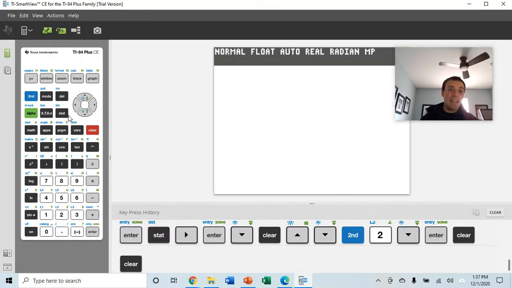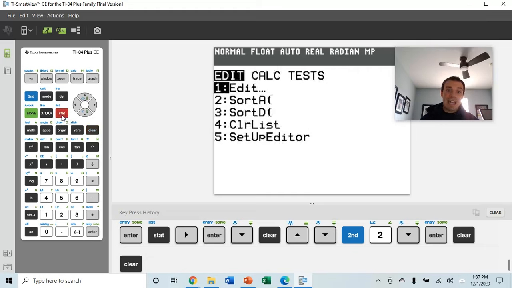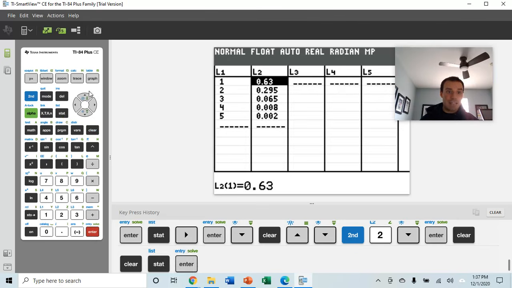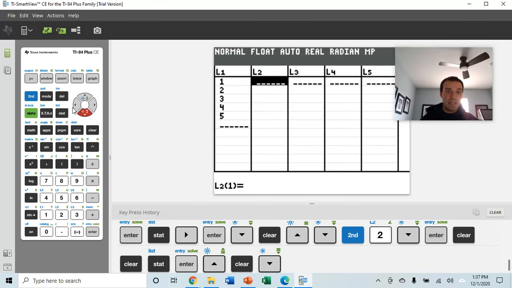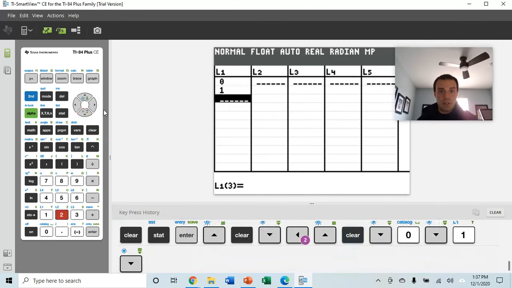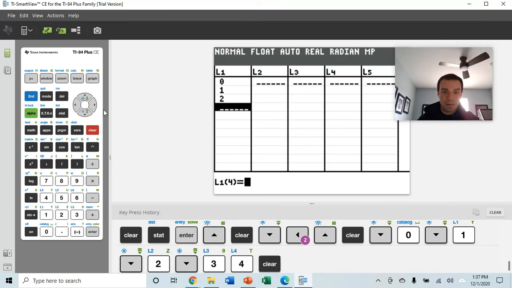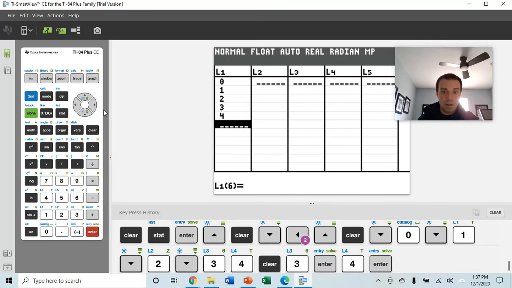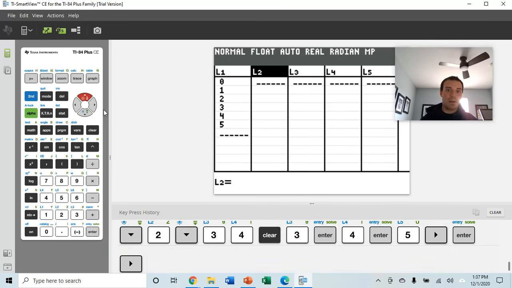I'm going to go into Stat and Edit. I'm going to actually create the table here. So if he takes 5 shots, he can either make 0, 1, 2, 3, 4, or 5. So I'm going to put that into L1.